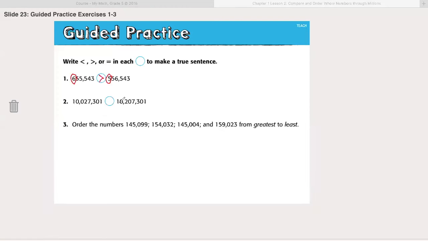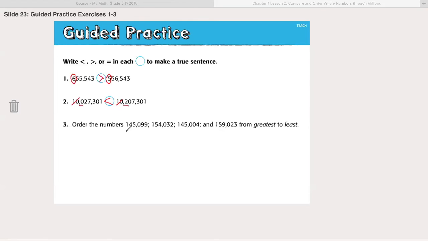Number 2, 10,027,301 versus 10,207,301. Well, the millions is the same, 10 and 10, so that can't help us. I need to look at the next digit. In the hundred thousands place, we have two different digits. 0 is clearly less than 2. So of those two numbers, the second is greater.